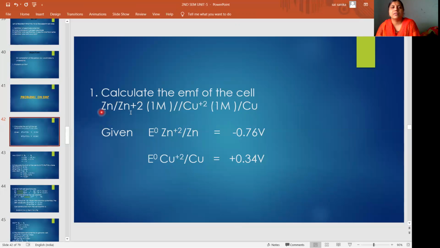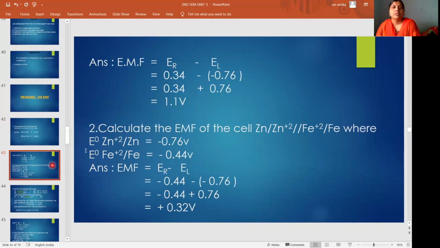Copper. On the left-hand side, which electrode is given? Zinc. So here the electrode potentials are given: minus 0.76 volts for zinc and plus 0.34 volts for copper. So E right minus left means 0.34 minus of minus 0.76. So 0.34 minus into minus plus 0.76. So what is the answer? 1.1 volts. So the EMF of the given cell is 1.1 volts.